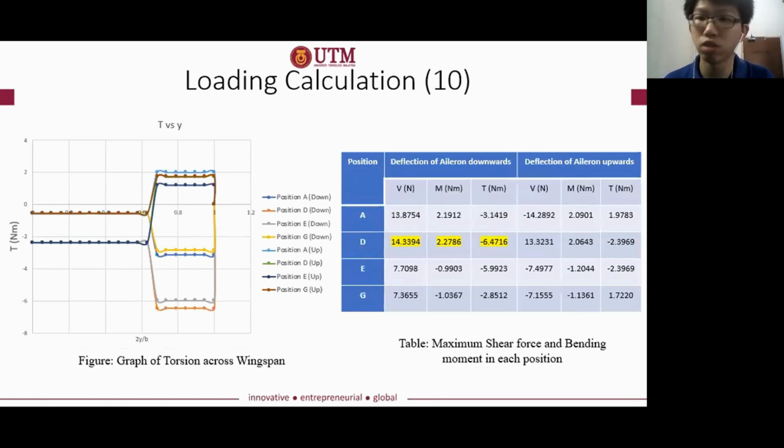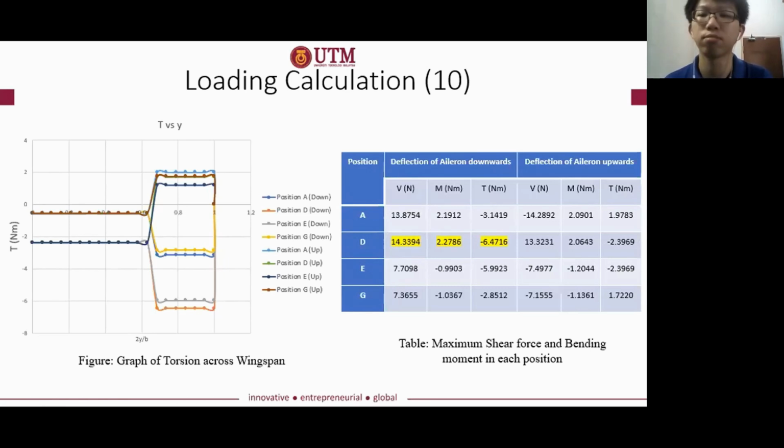Positions A and G in the V-n diagram experience a smaller angle of deflection of the aileron than positions D and E. Why? Because of the maneuverability and control of the aircraft at lower speed. Therefore, the change of torsion is relatively smaller at positions A and G. When the aileron deflects downward, the torsion decreases as the moment coefficient decreases.